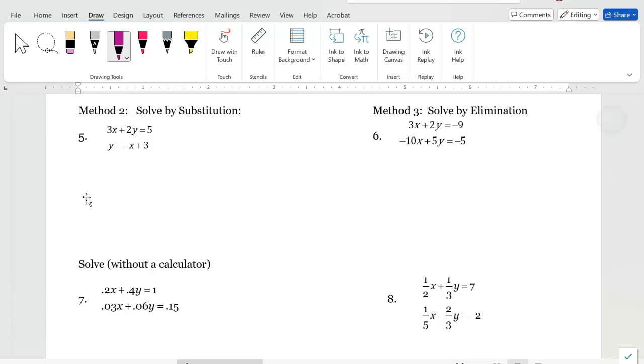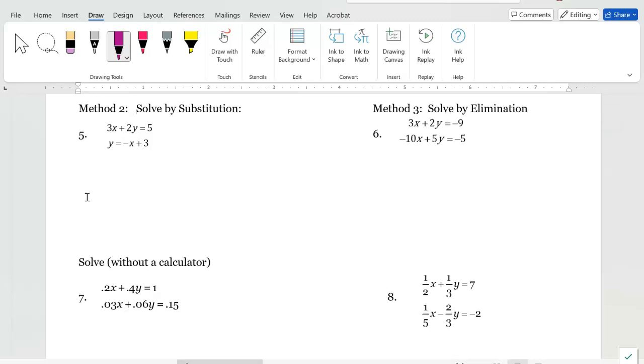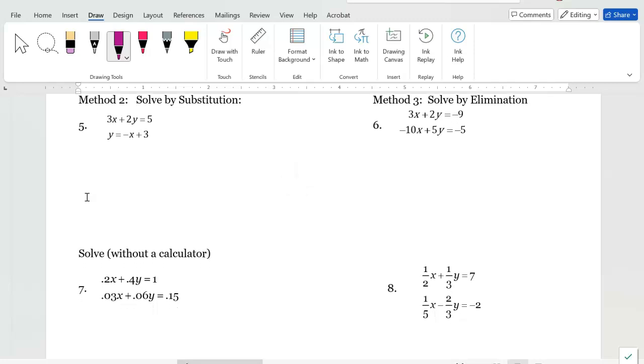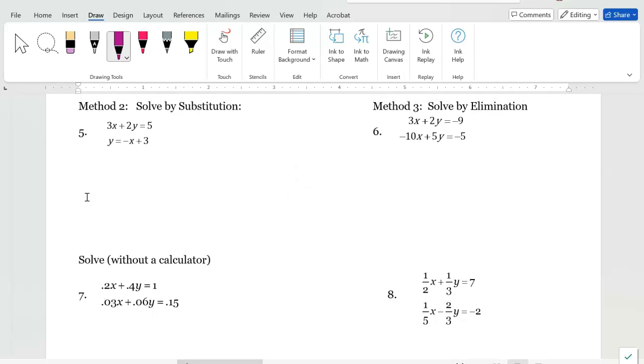All right, there were 2 methods for solving systems. I'm going to do these pretty quickly. The first one is substitution. Substitution involves solving one of the equations for a variable, like in number 5, that's already solved for y, and then taking that and substituting it in place of y in the other equation. So 3x plus 2 times negative x plus 3 equals 5, and then we're going to solve this for x. So this will be negative 2x plus 6.